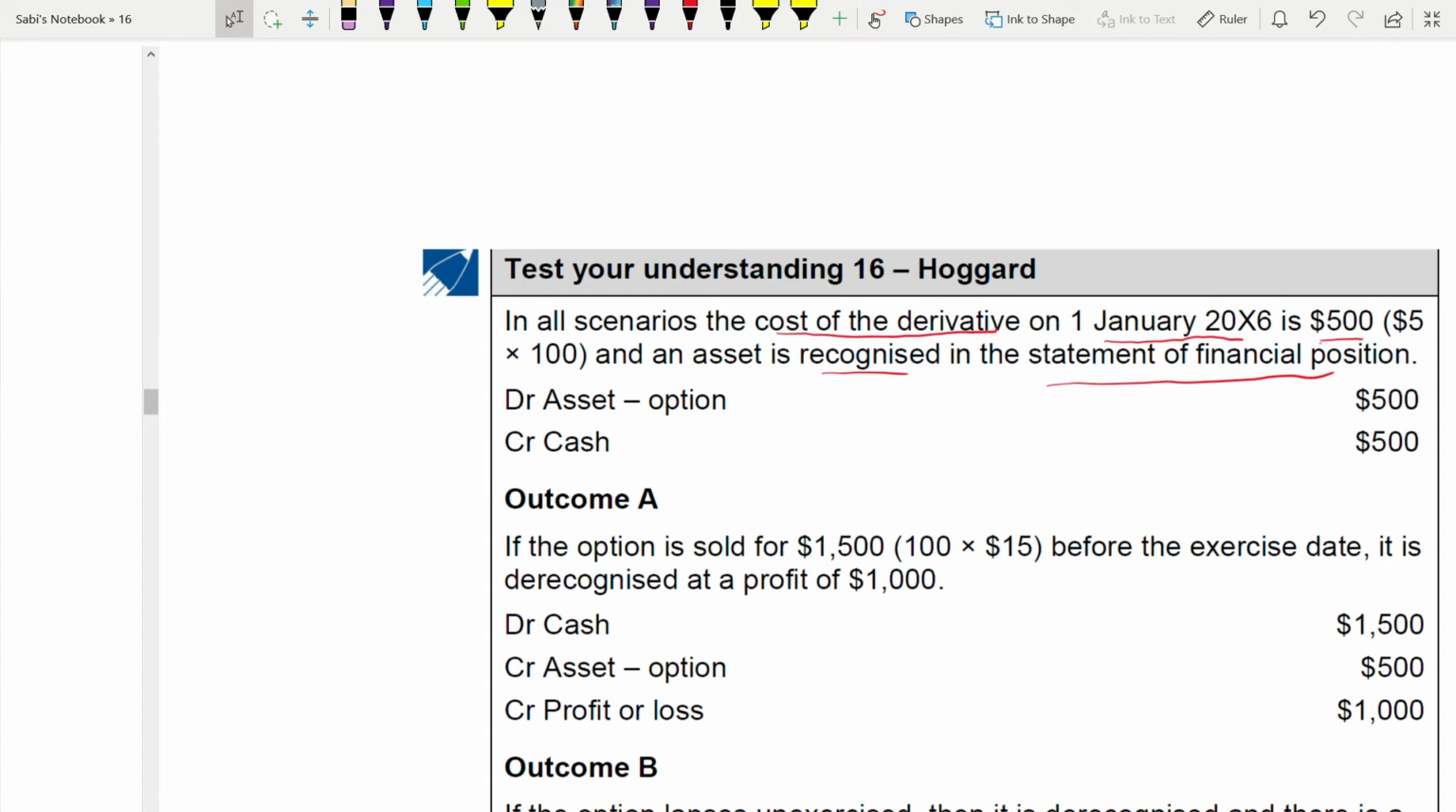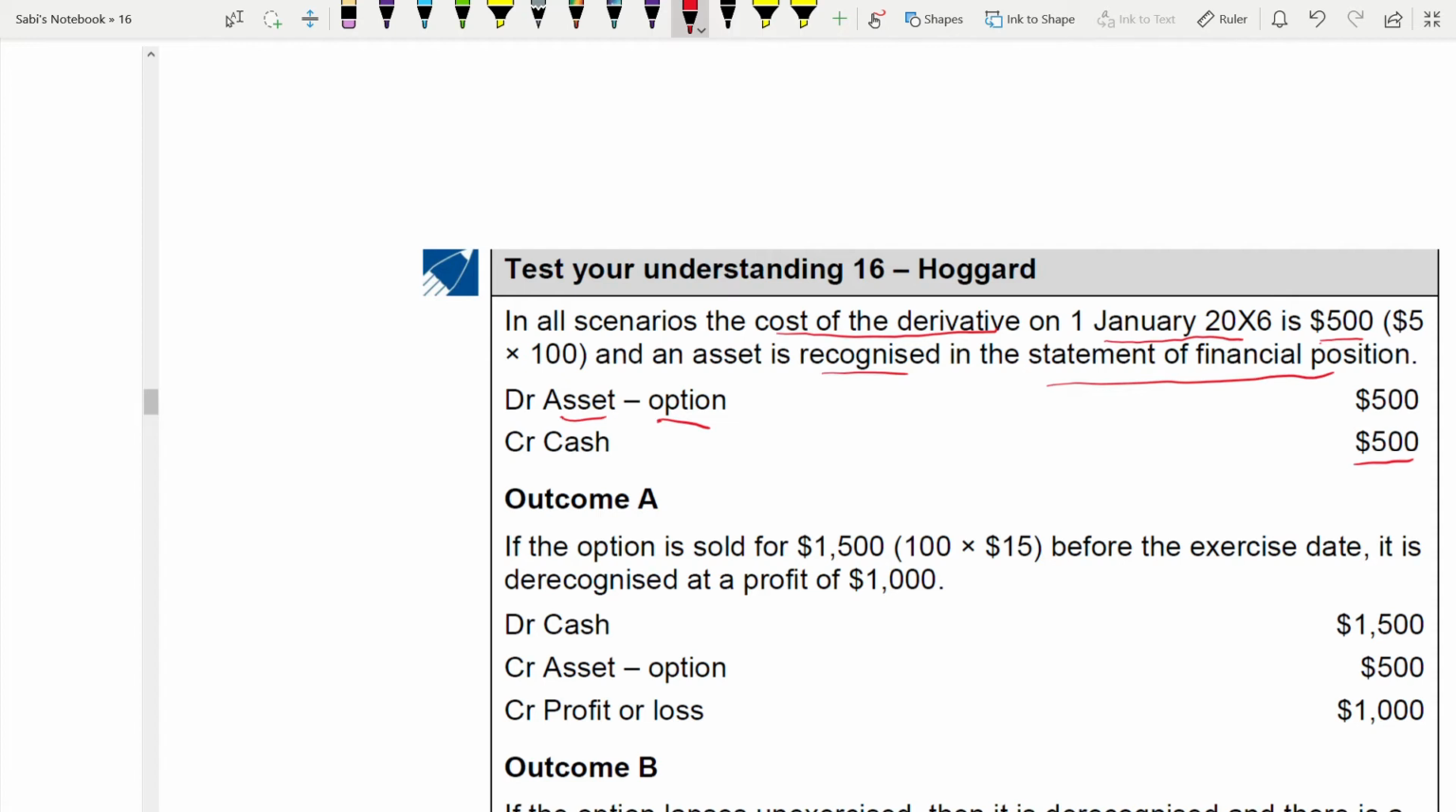Next, what are you recognizing? You need to recognize an asset. What is the asset? The asset is the option. So you see, it's not actually an asset, but we are taking it as an asset. The option is the derivative. We take it as an asset. It could be any derivative, okay? Option, forward, future, and all. But in this case, it's an option. So that is taken as an asset which you are debiting, and credit cash because you have to pay the premium. This is before taking any of the scenarios, on 1st of January 2006.